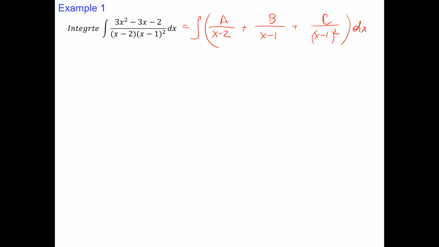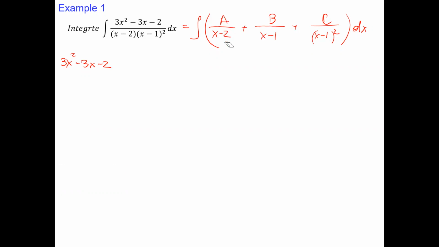Okay, and let's try to find A, B, and C, and then we will integrate. That means, how can we set up numerators? On the left-hand side, the numerator is 3x squared minus 3x minus 2. Now, if we get a common denominator on the right-hand side using these partial fractions, what will we do? Looking at the denominators, it will be the same. The common denominator is x minus 2 times x minus 1 squared, because this one is included here.